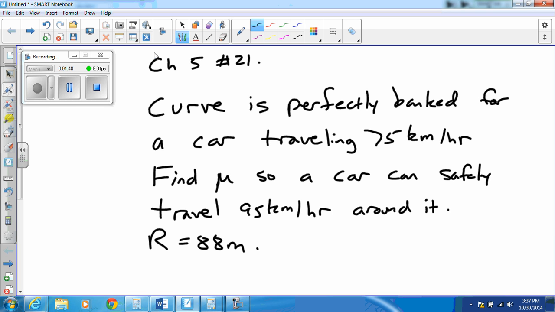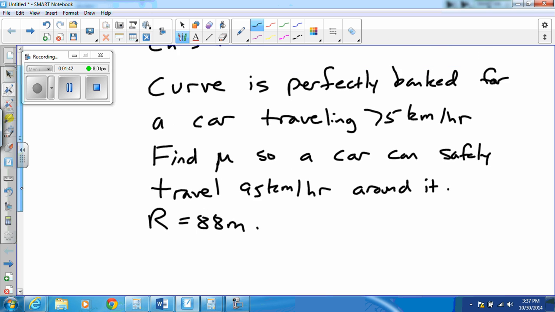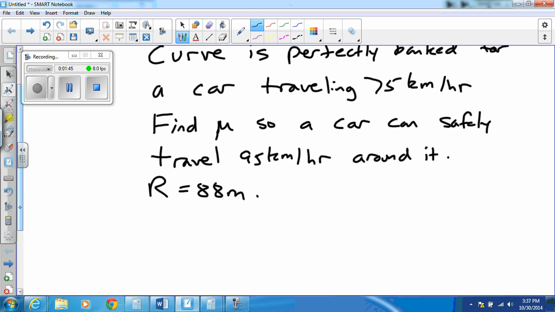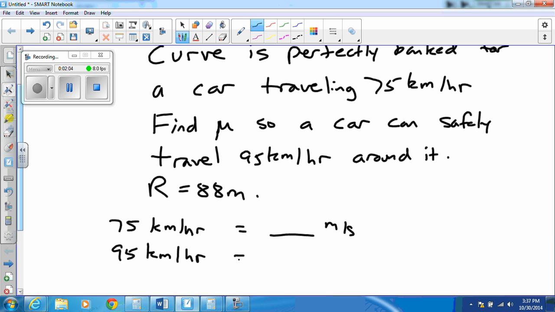Now, the first thing that we observe is that the speeds that they give us are in kilometers per hour, which we consider to be kind of useless because we're used to either miles per hour or meters per second, but kilometers per hour, not so helpful. So the first thing I'm going to ask you to do is to convert the 75 kilometers per hour into meters per second, and the 95 kilometers per hour into meters per second. And at this time, please pause the video and do those two computations.